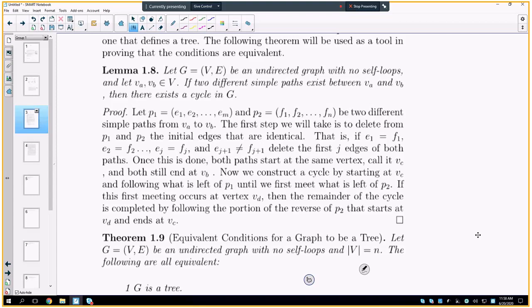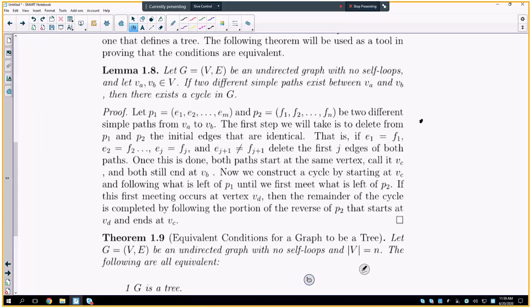So instead of going to the detailed proof, I'm going to sketch the proof in front of you. Instead of thinking about the entire graph, just think about two vertices and try to follow the argument. You have two vertices, VA and VB, and you have two simple paths between VA and VB. For example, I'll say this one is a path connecting VA and VB.